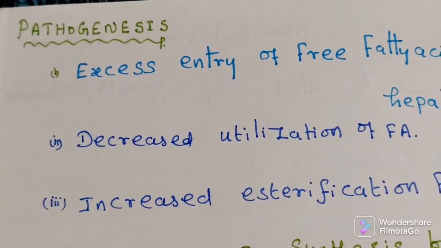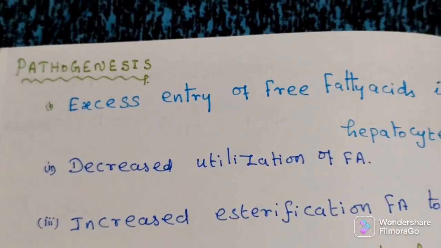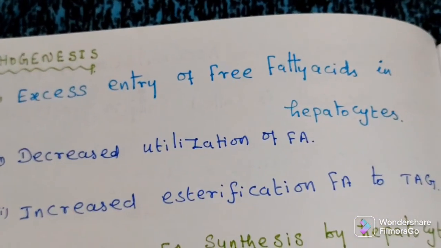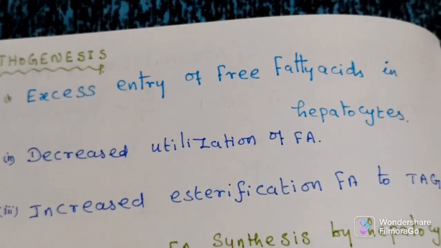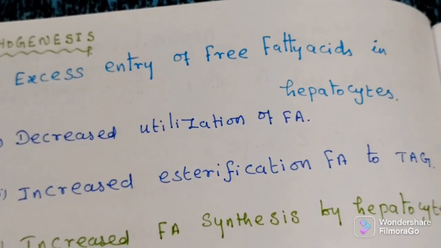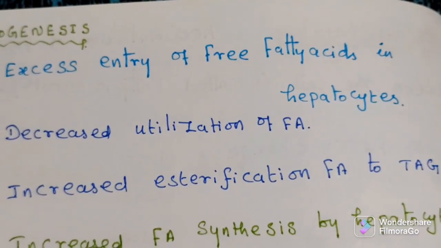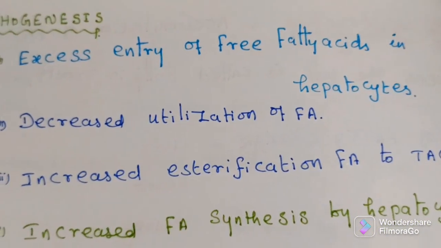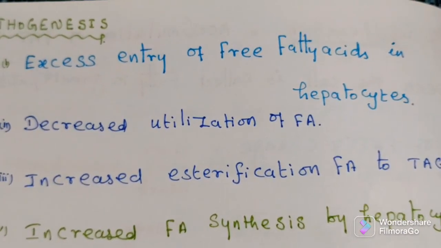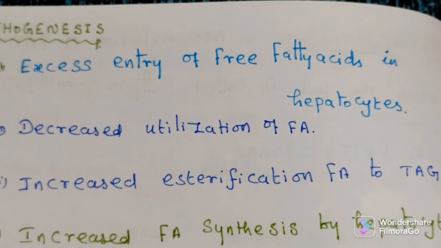Next, how is fat deposited within the cytoplasm of hepatocytes? What is the pathogenesis mechanism of fatty liver? First, excess entry of free fatty acid into hepatocytes. Second, decreased utilization of fatty acid by hepatocytes. Every day, free fatty acid enters our hepatocytes, some bonds form and energy is produced. When an excess amount enters, fatty acid is deposited.